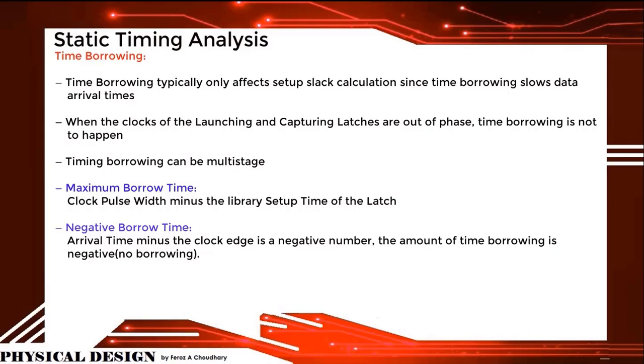Maximum borrow time is the clock pulse width minus the library setup time of the latch. Borrow time is the arrival time minus the clock edge. If the amount of time borrowing is negative, then there is no borrowing.